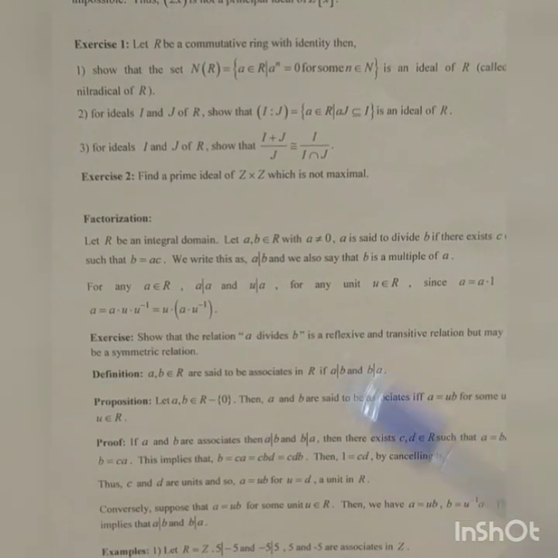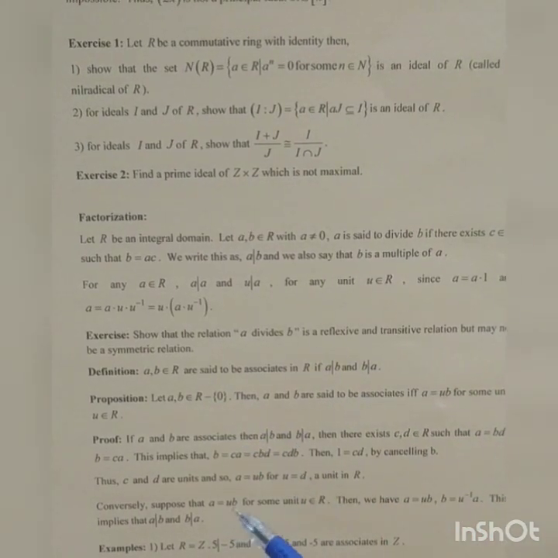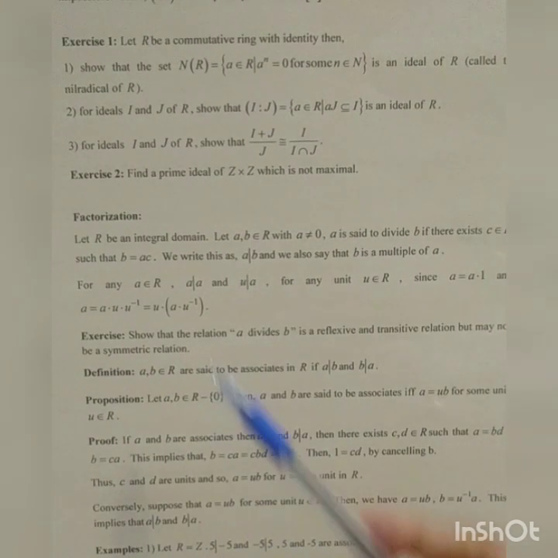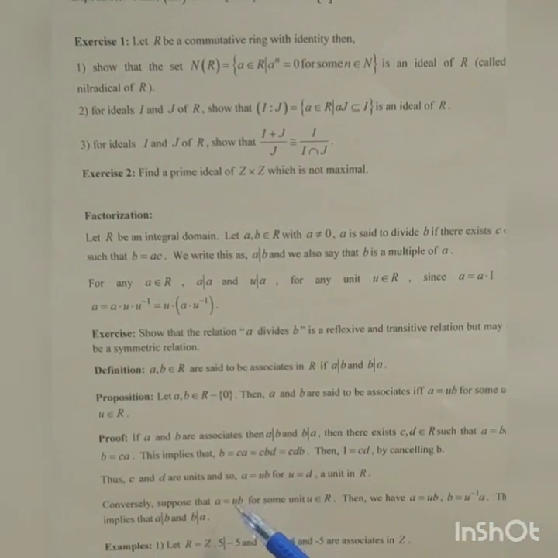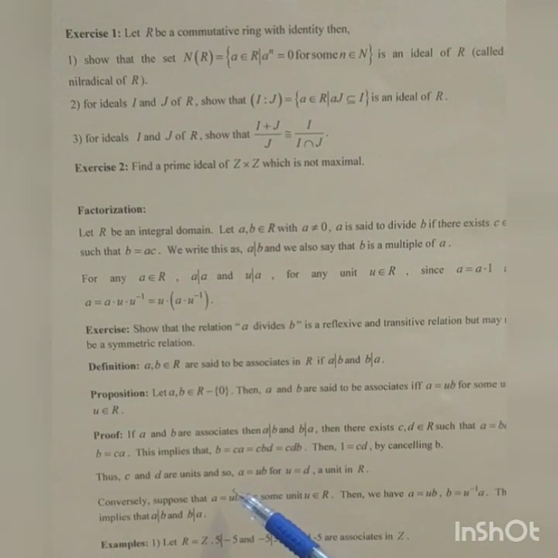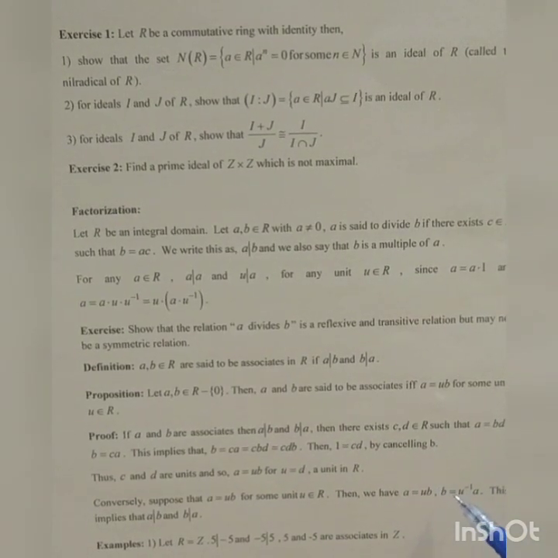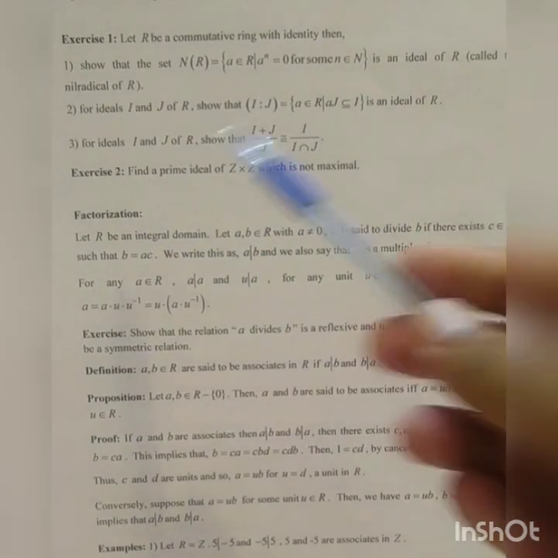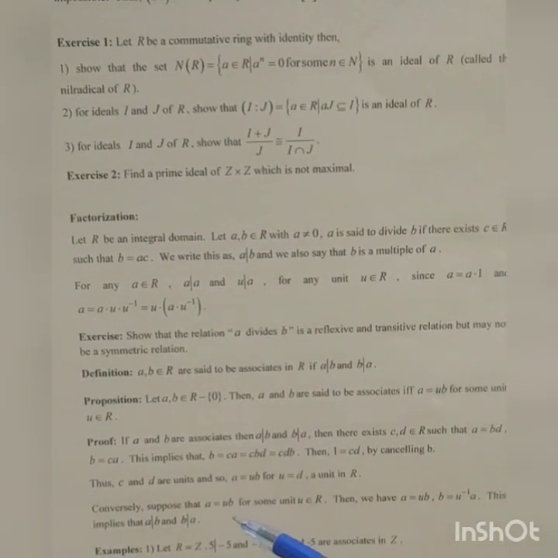Now let's prove the converse. Suppose A equal to U into B for some unit U in R. Now A equal to U into B, which is of this form, by this we can straight away say that B divides A. Since U is a unit, the multiplicative inverse of U exists. That means B can be written as U inverse into A, which implies, again from this result, that A divides B. So we have proved A divides B as well as B divides A. Hence, this implies that A and B are associates.